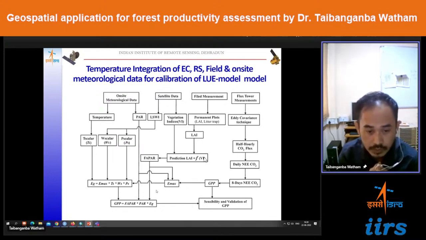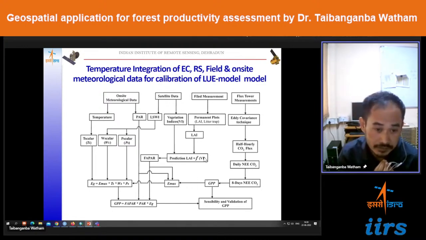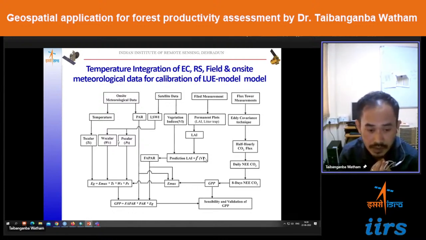Then we have different vegetation indices like the LSWI, which is the land surface water index, that we can use for estimation of the water scalar, W scalar. Then we have temperature, which is from the ground measured data, or we can go for the available meteorological data in the geospatial domain, like ERA5 or GLDAS. We have different sources of meteorological data, and we can depend on those also. Once we have all these, we can estimate the Emax value, which is for a particular vegetation type.